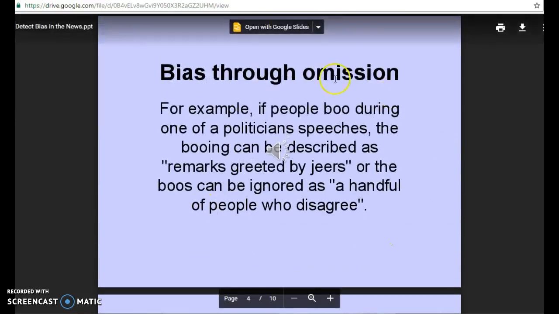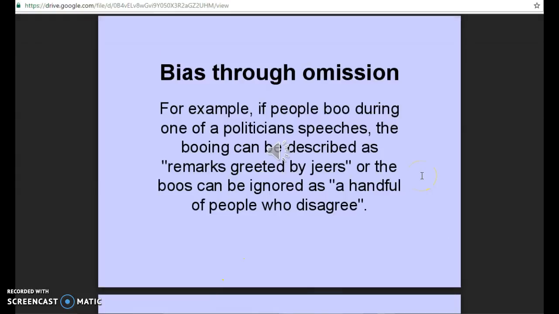Bias through omission can also be seen when you only really have one person's perspective from the scene, and that one person's perspective really only supports your story and your viewpoints. So you see this a lot in sportscasts, where they will be providing the perspective of the winning team and not providing the perspective of the losing team.